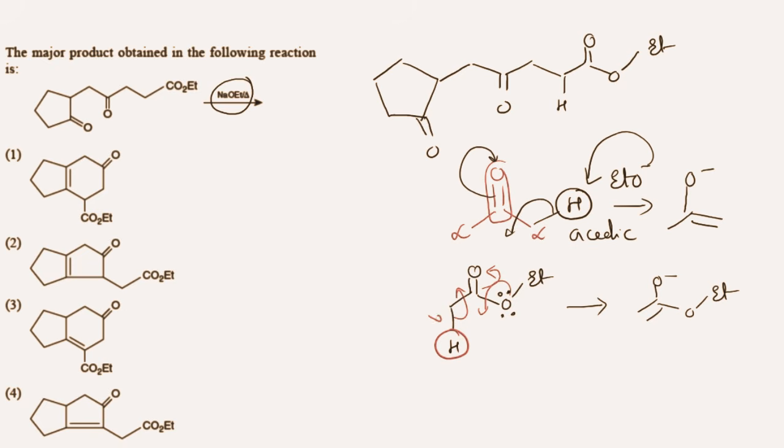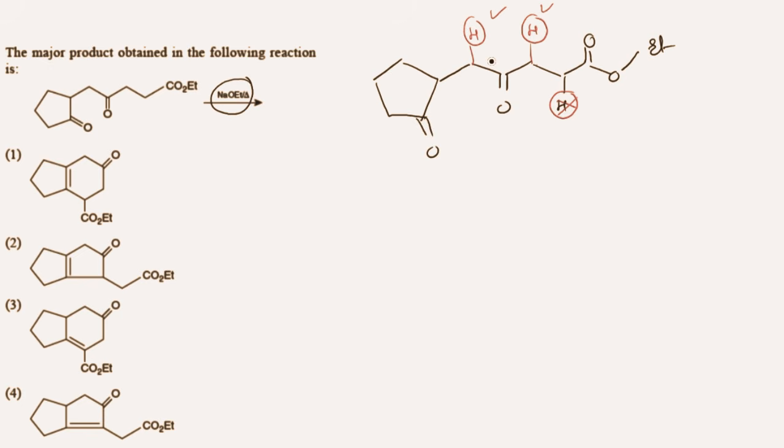That means what? It will not stabilize this particular carbanion. So what you can decide from this is that the alpha hydrogens attached to the ketone are more acidic as compared to the ester. So that means what? We have to remove from the ketone, not from the ester.